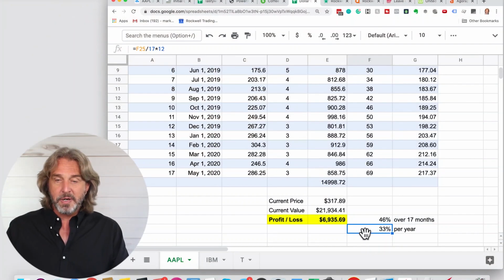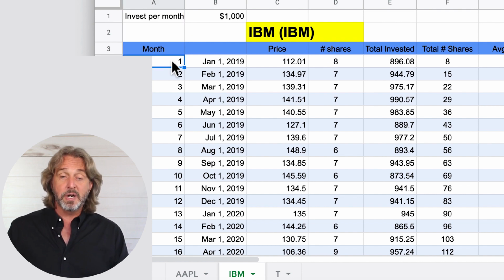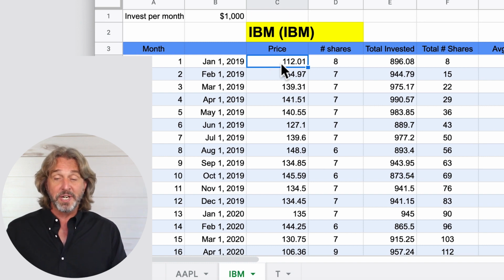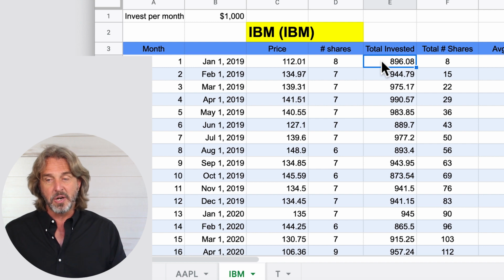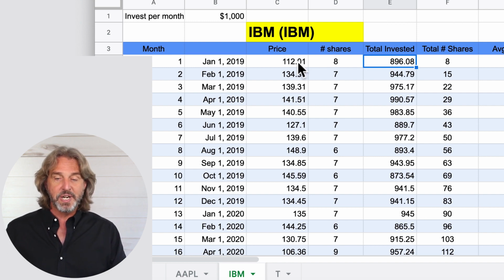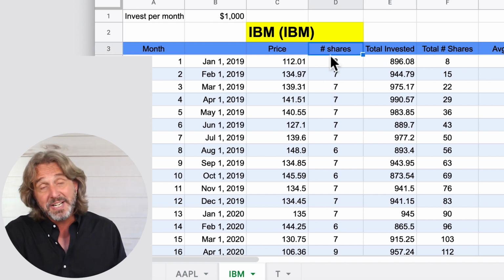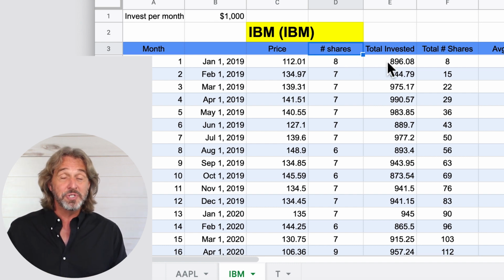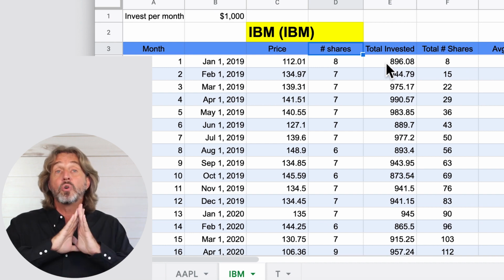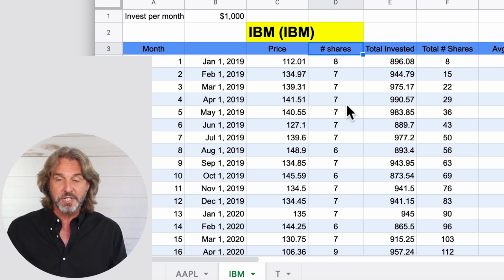Okay, so here in the next example, we are looking at IBM. So IBM, the same deal. On January 1st, 2019, IBM was trading at $112.01. So we could buy 8 shares and invest a total of $896. And you see IBM's price fluctuate between $112 to $134, goes even up to $140. And you see we're following the exact same principle that we did with Apple, where we are just buying shares for $1,000 always on the first of the month, regardless of the price. And therefore, we are adjusting the number of shares.